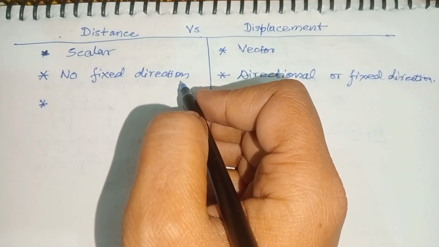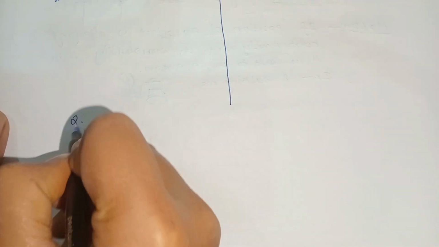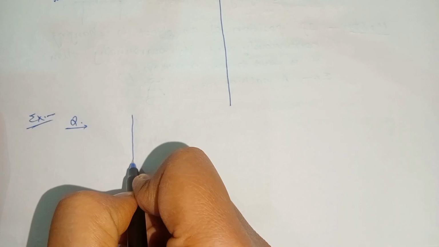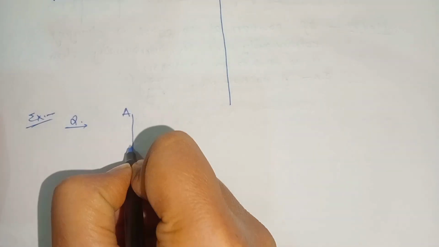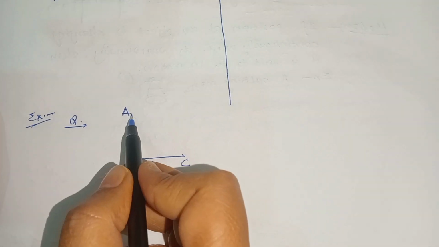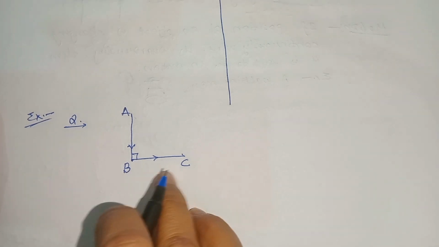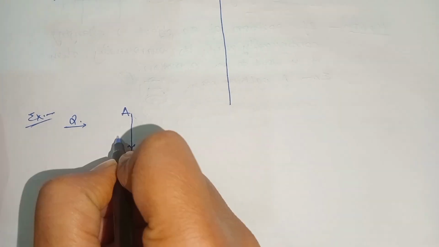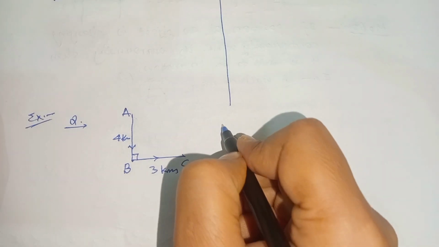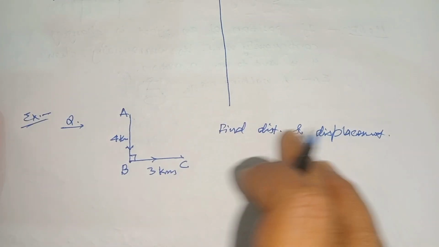Let me show the example. Let us take a question. For example, this is a path. A man travels from A to B, and then from B to C. Starts from A, goes to B, then B to C. The routes are perpendicular. Suppose this is 4 kilometers and this is 3 kilometers. The question is to find distance and displacement. This is a major difference between distance and displacement.